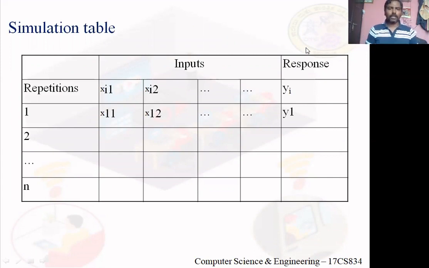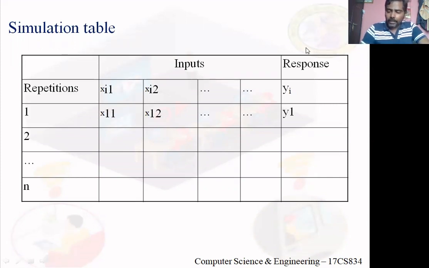Now, I need to determine x31. I need to generate inputs for repetition 3. The inter-arrival time for the third customer is 5 minutes. Listen, this is a very important step. It's very important. Listen cautiously.